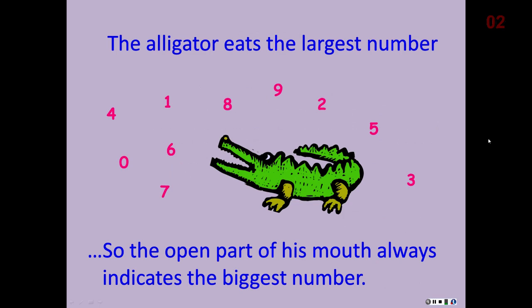I like the alligator. That's what I grew up with, okay? If you guys want to put a duck there, that's okay. But alligator to me is really, really easy to remember this. So the alligator eats the largest number. The open part of his mouth always indicates the bigger number. But sometimes we're reading our symbols from left to right. We're using greater than or we're using less than. Depends on what's coming first.